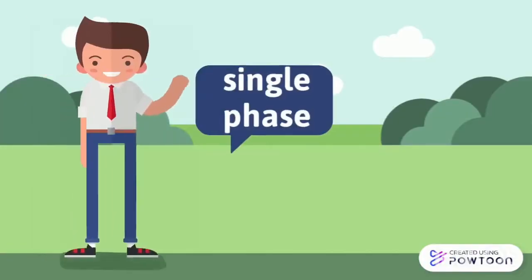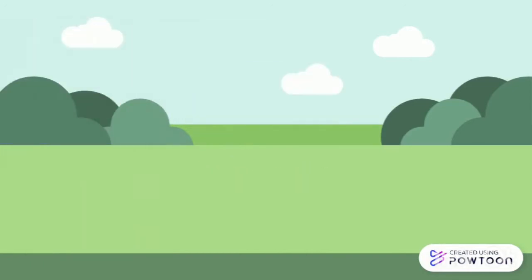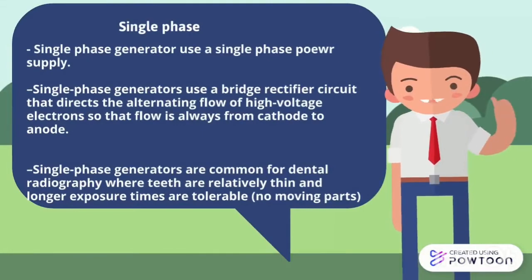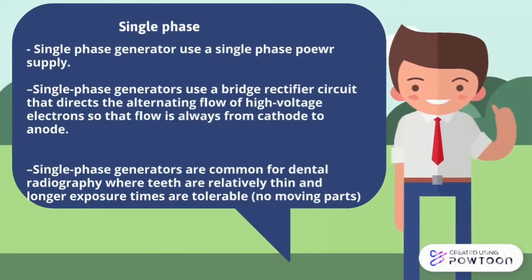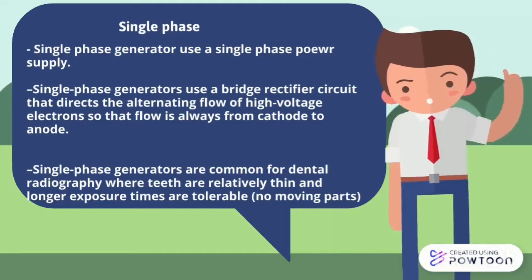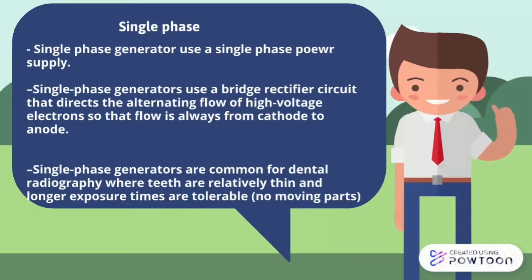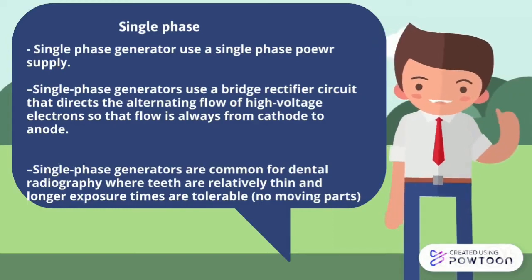Now I'm gonna talk about single phase. Single phase generators use a single phase power supply. Single phase generators use a bridge rectifier circuit that directs the alternating flow of high voltage electrons so that flow is always from cathode to anode.